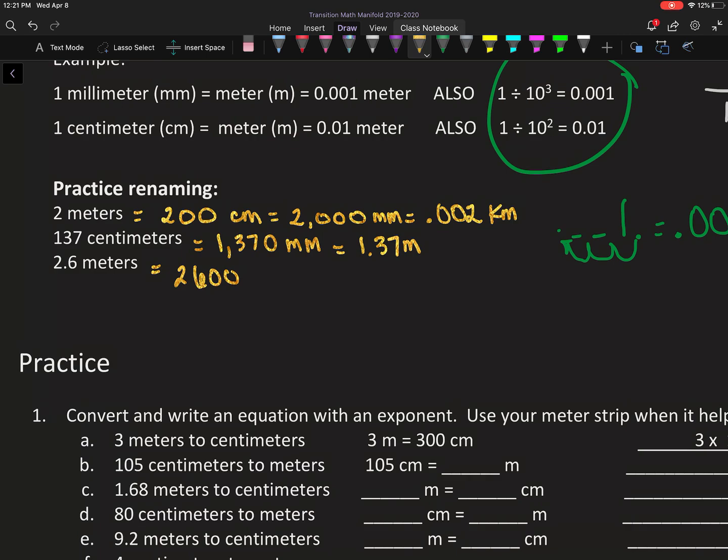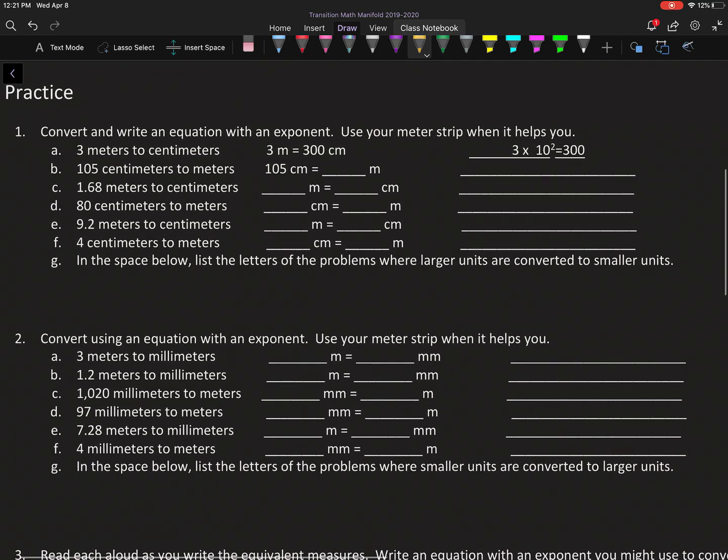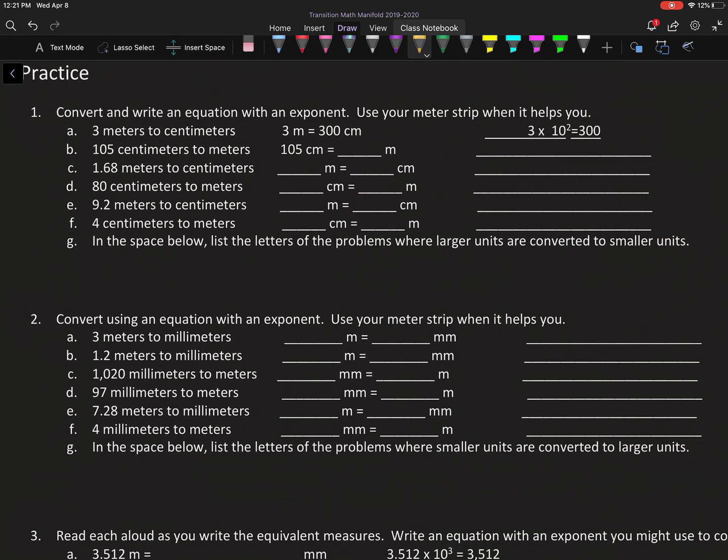And then if I looked at 2.6 meters, this would be like having 260 centimeters. See, moving that decimal really does help. And then 2,600 millimeters. So we started looking at number 1 and looking at the practice of being able to convert and write an equation with an exponent.